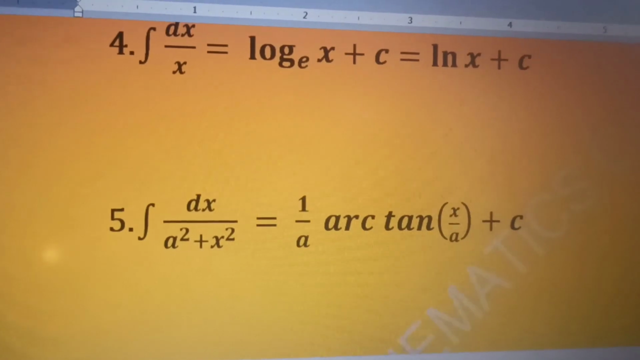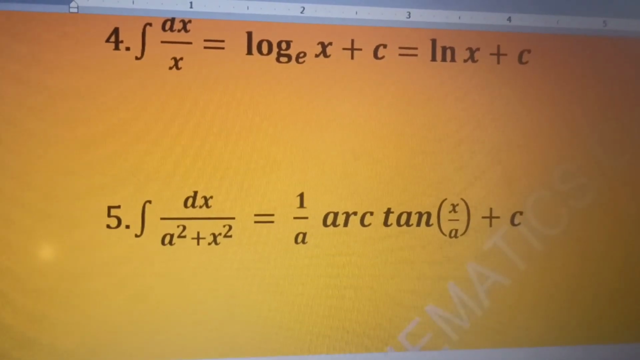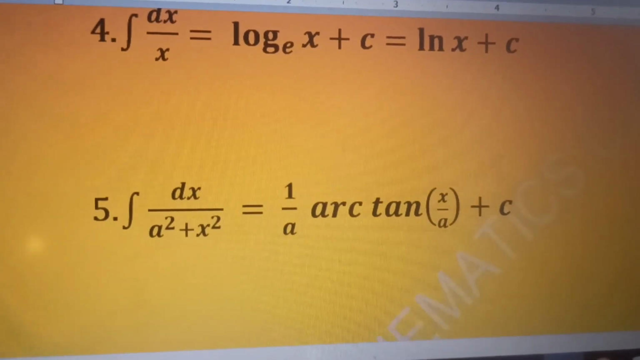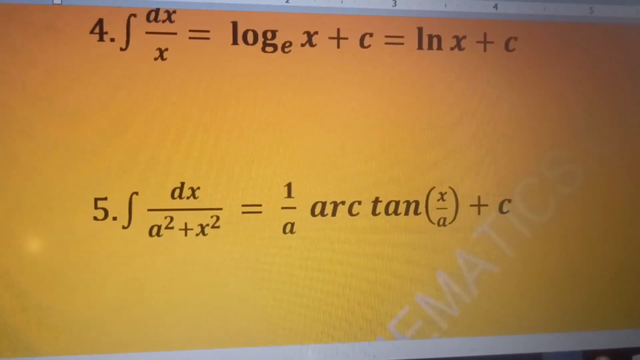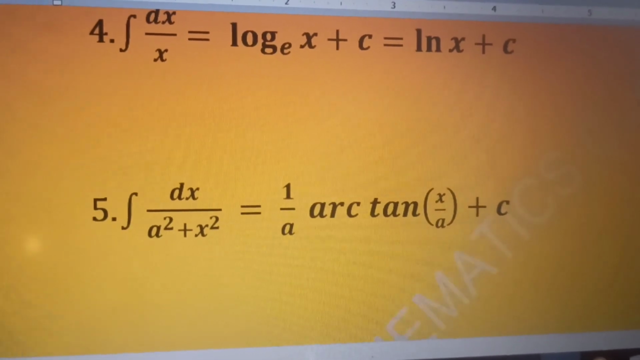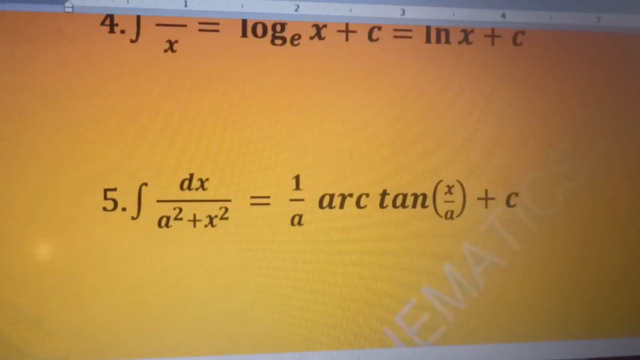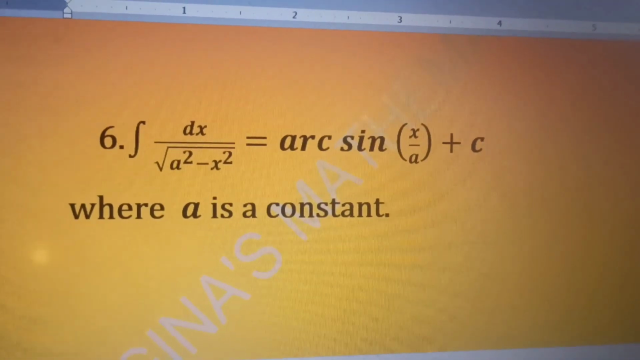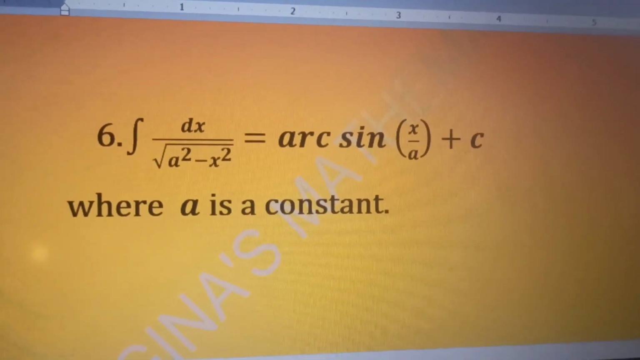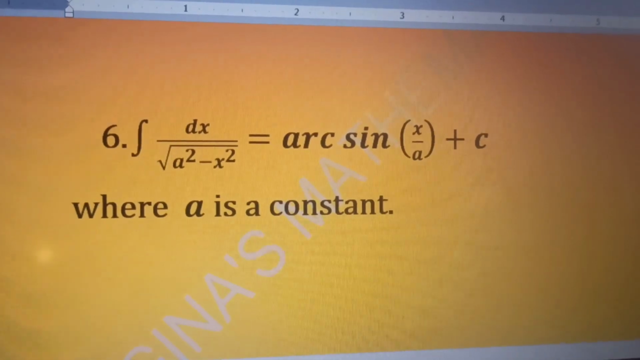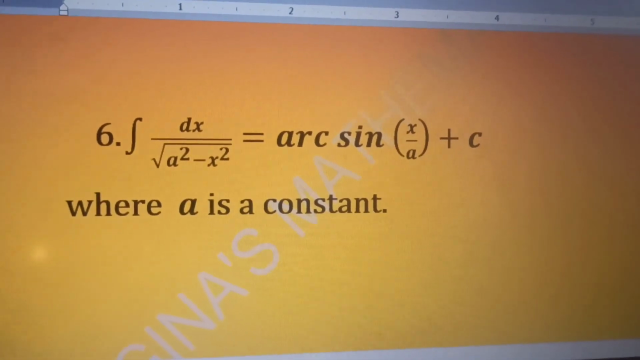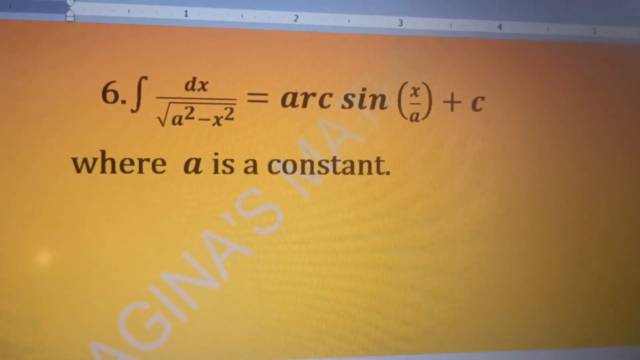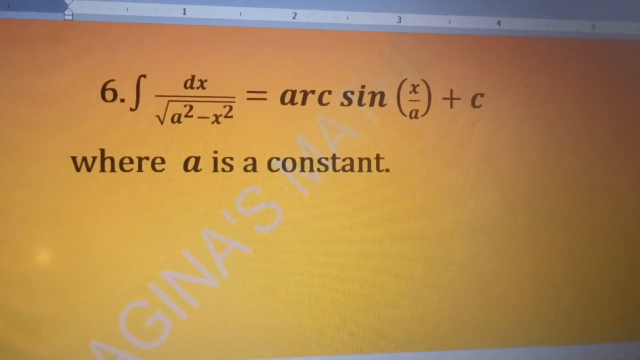Number 5, the integral of dx over a squared plus x squared is equal to 1 over a arctan x over a plus c. Then the sixth one, we have the integral of dx over square root of a squared minus x squared is equal to arcsine x over a plus c, where a is a constant.